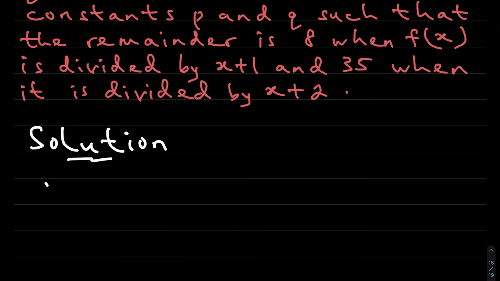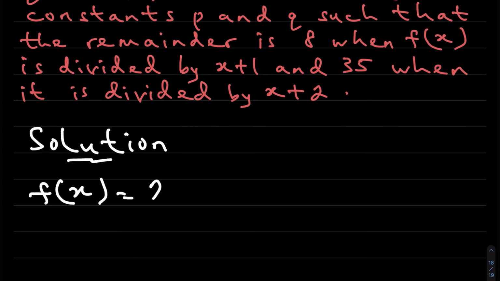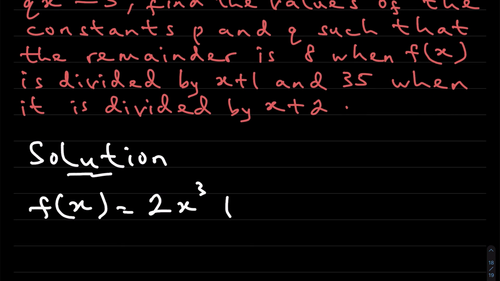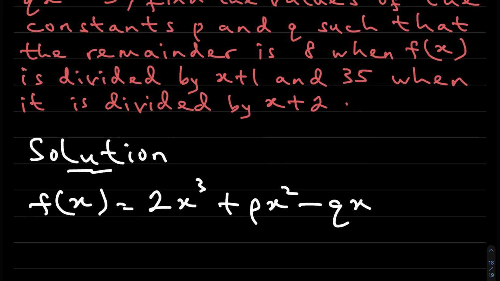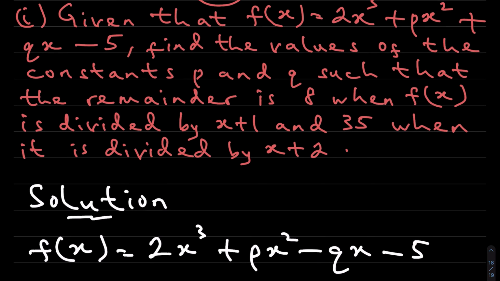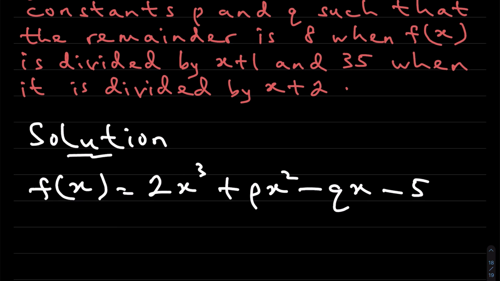Now f of x equals 2x cubed plus px squared plus qx minus 5. Find the values of the constants p and q such that the remainder is 8 when f of x is divided by x plus 1 and 35 when it's divided by x plus 2.